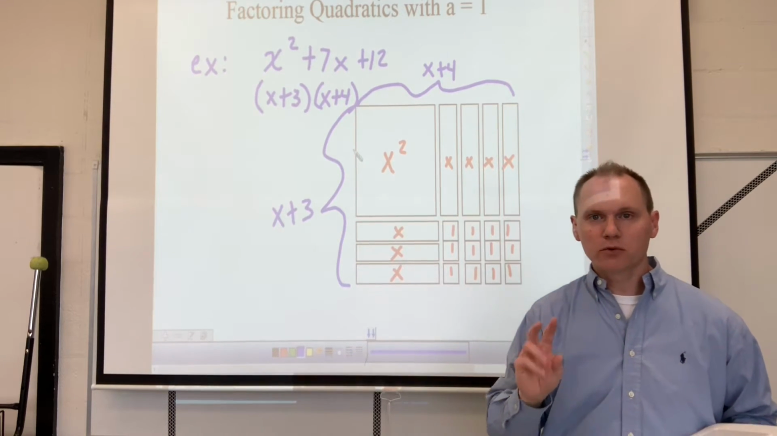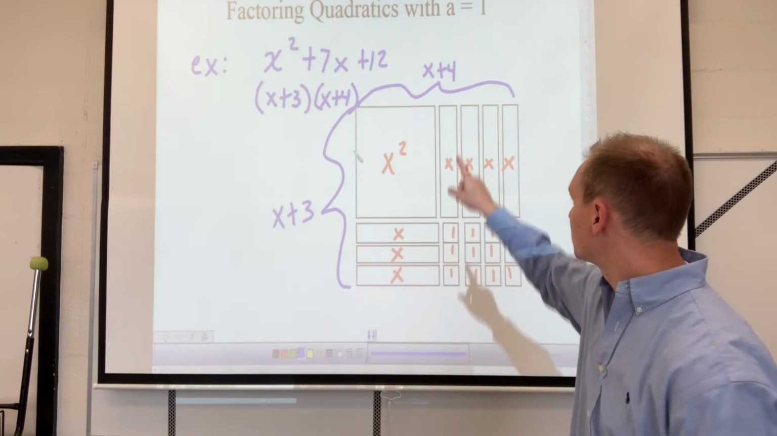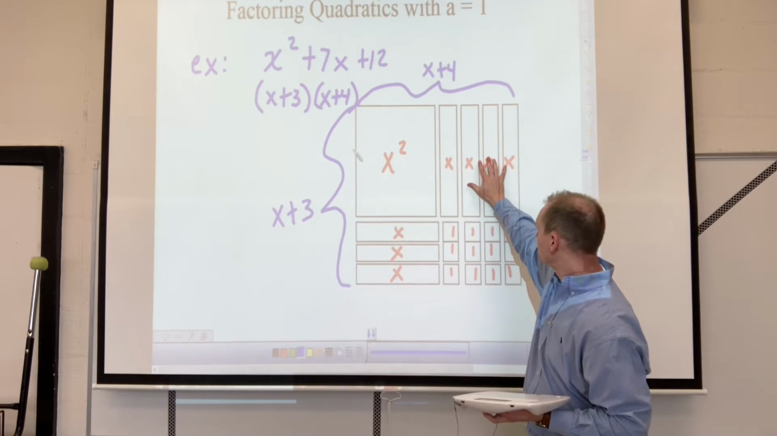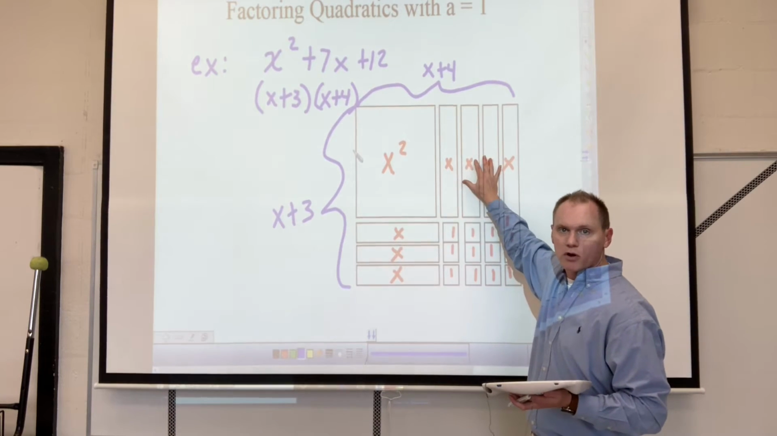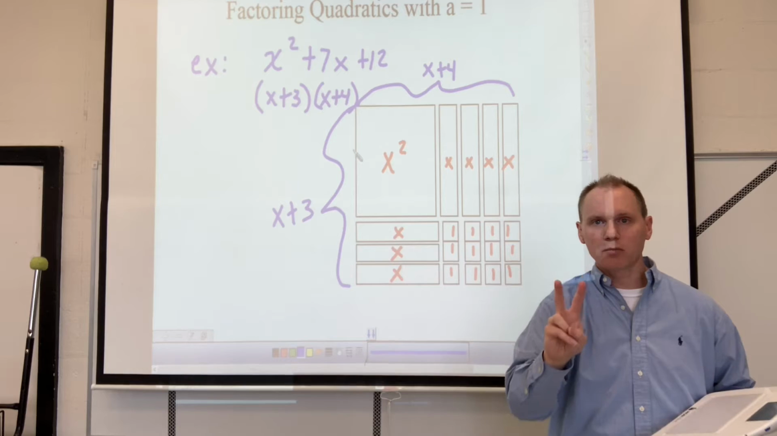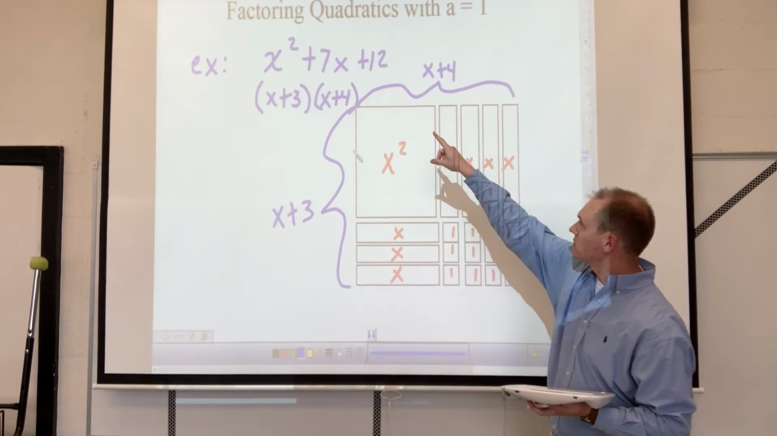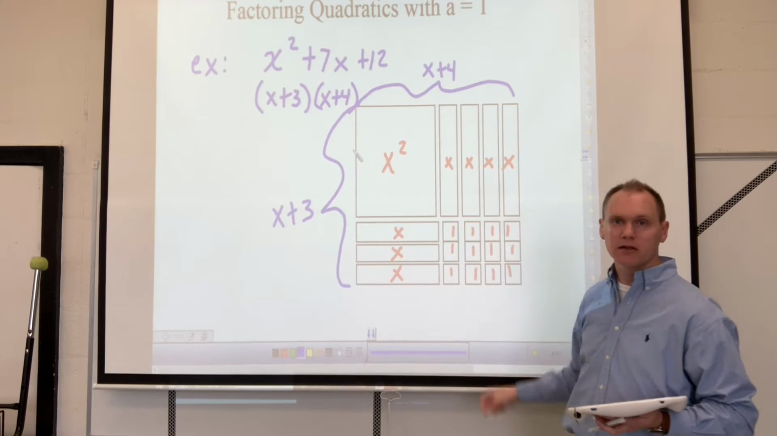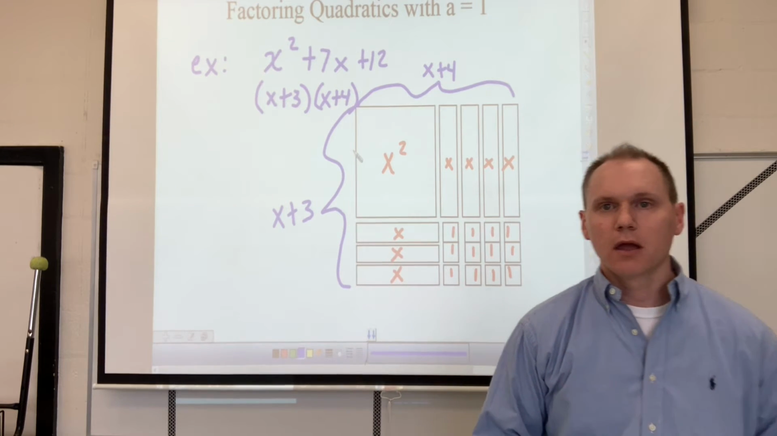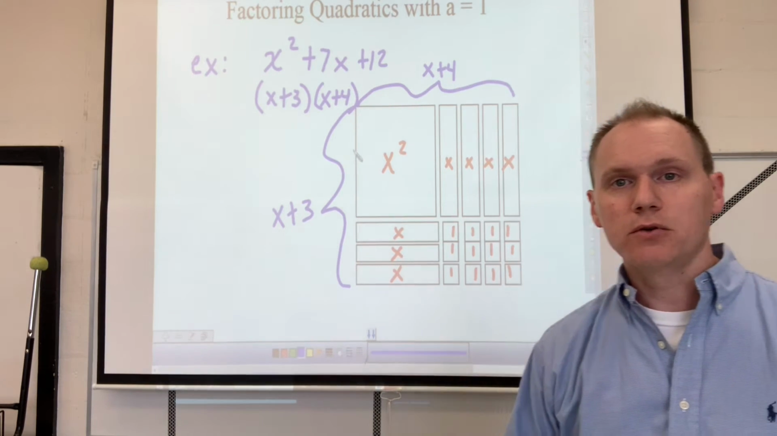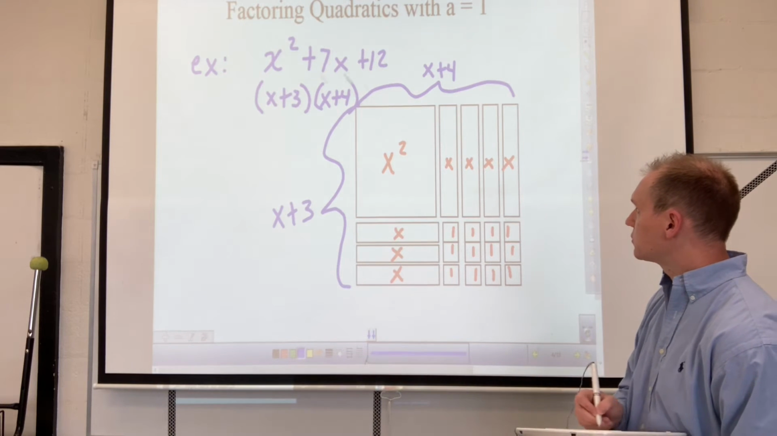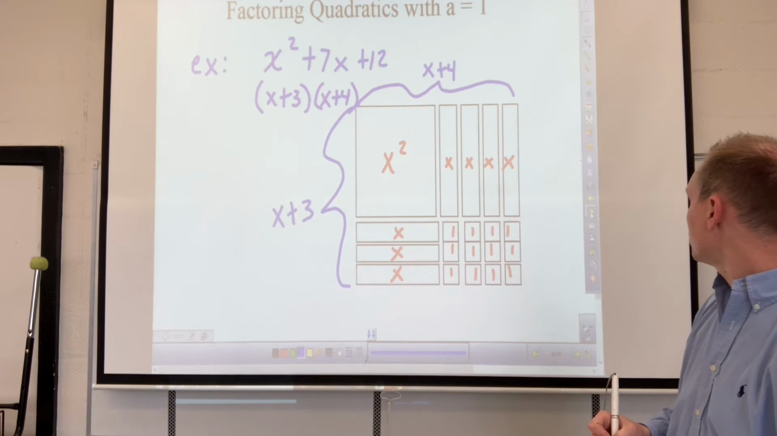So the two numbers that we break up the middle term into, so the 7x was the middle term, right? So we broke up the middle term into two different numbers. They added together to give you the 7x, and they multiplied together to give you the 12. So that's really what we're going to be doing here when we think about solving these quadratics.